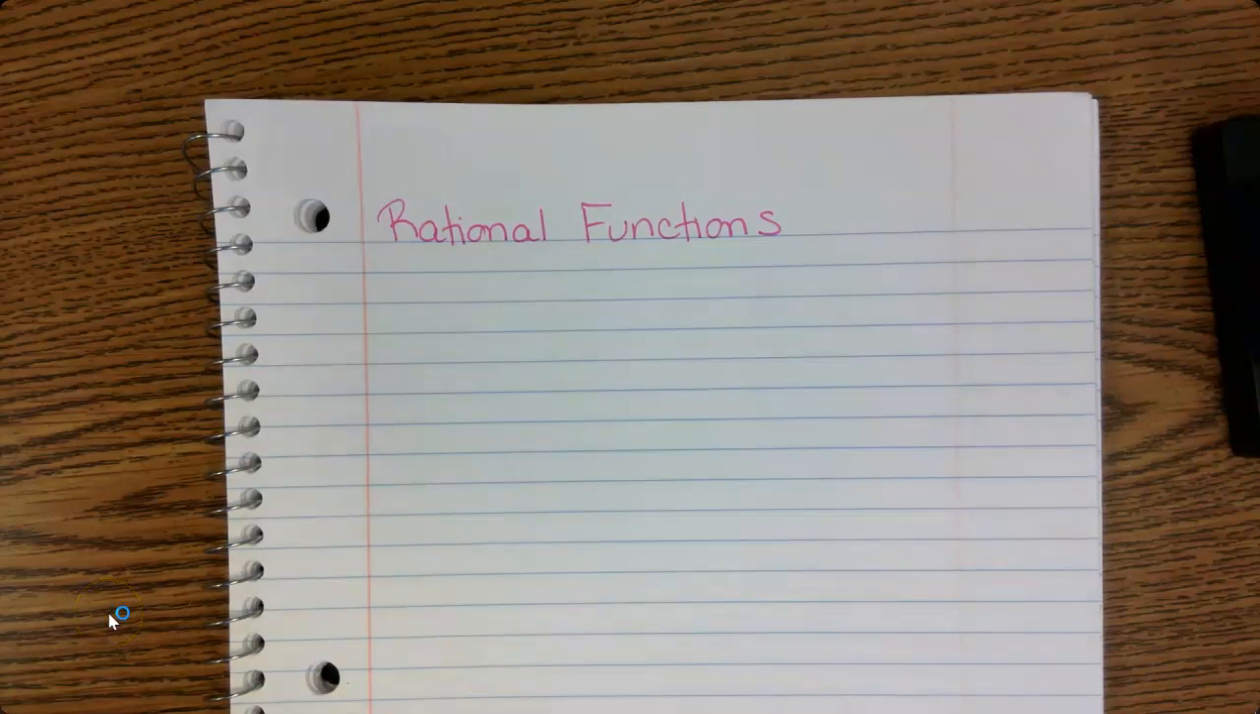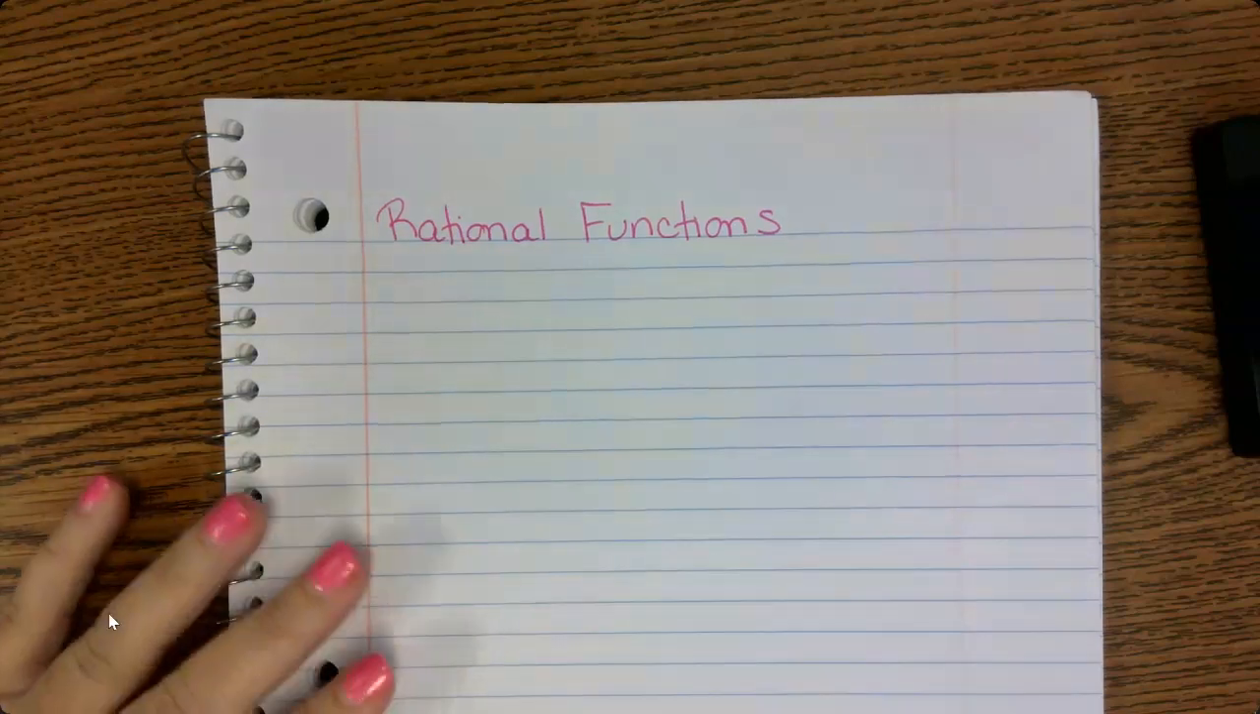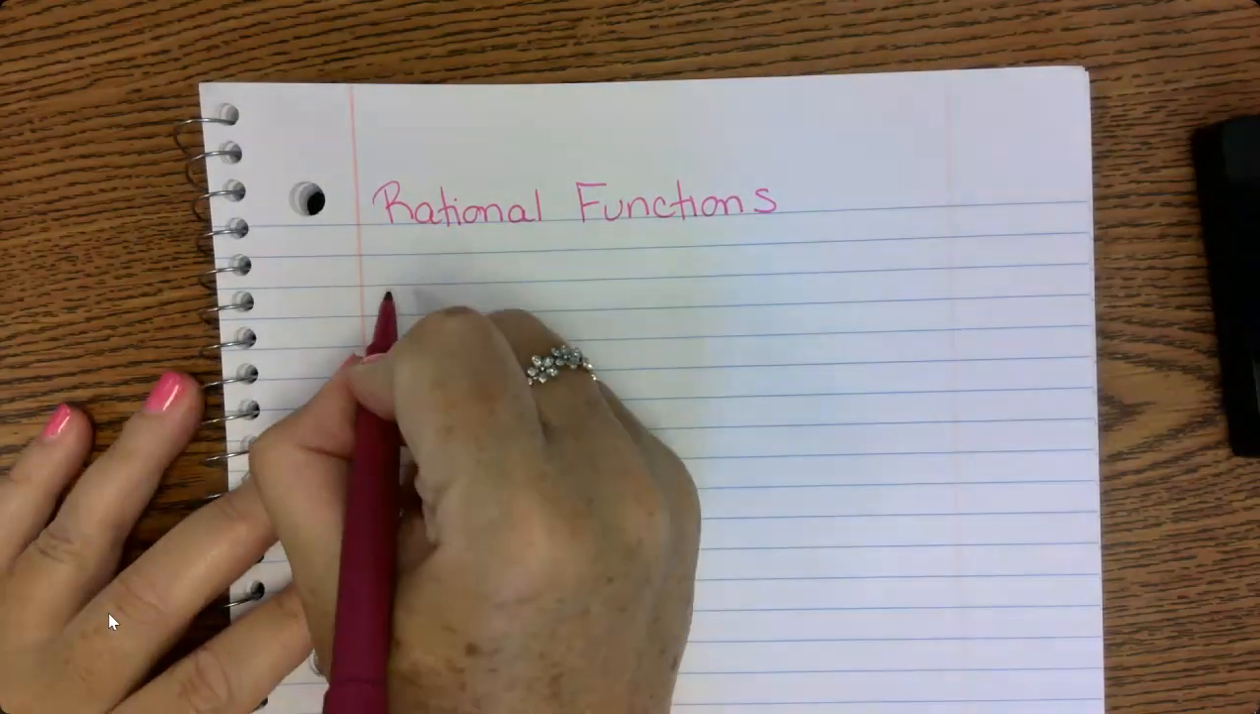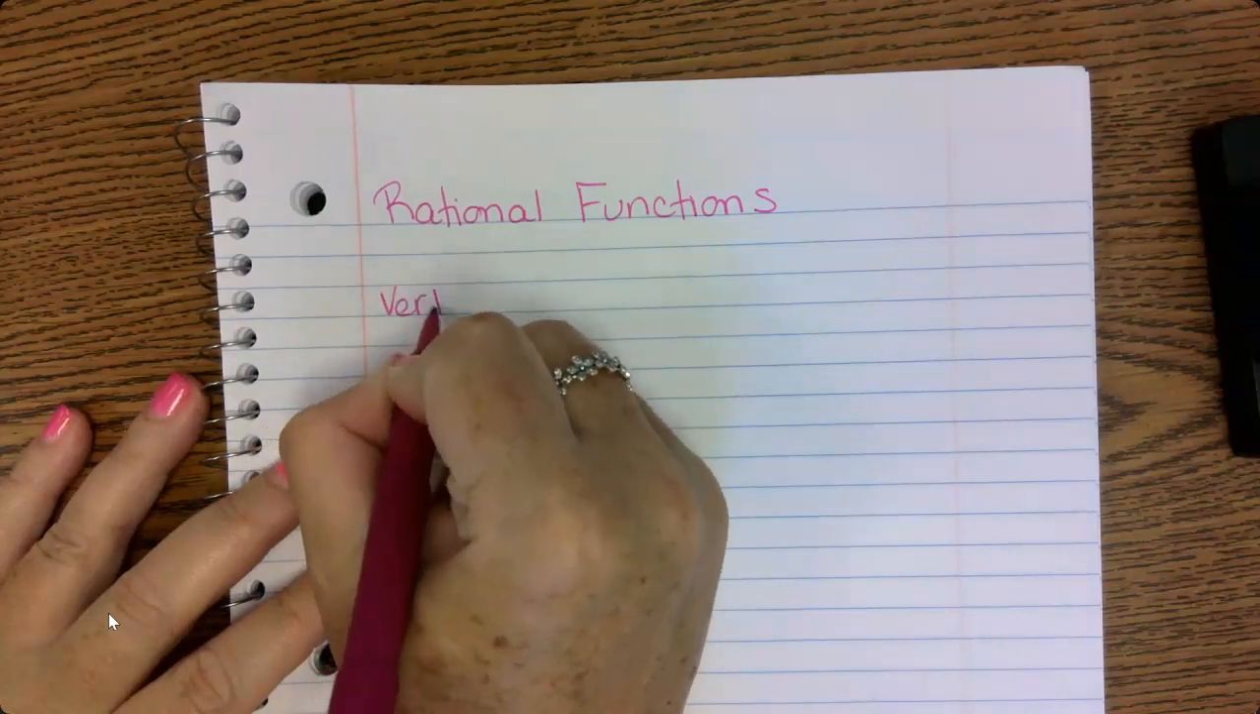Hi guys, so we're going to talk about rational functions and their asymptotes. Okay, so here we go. We're going to start off with the vertical asymptote.